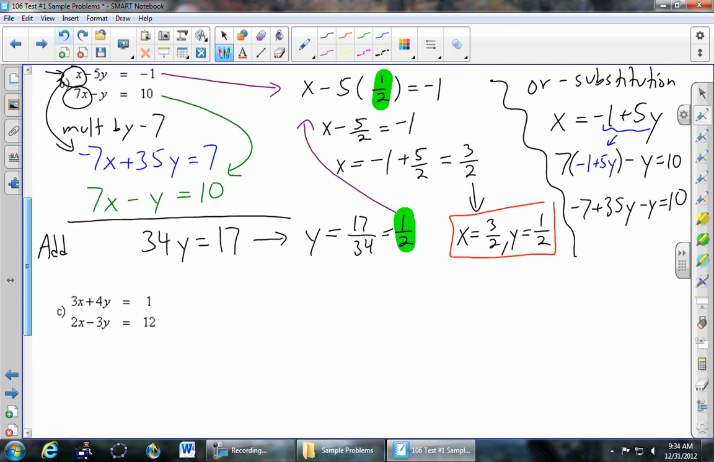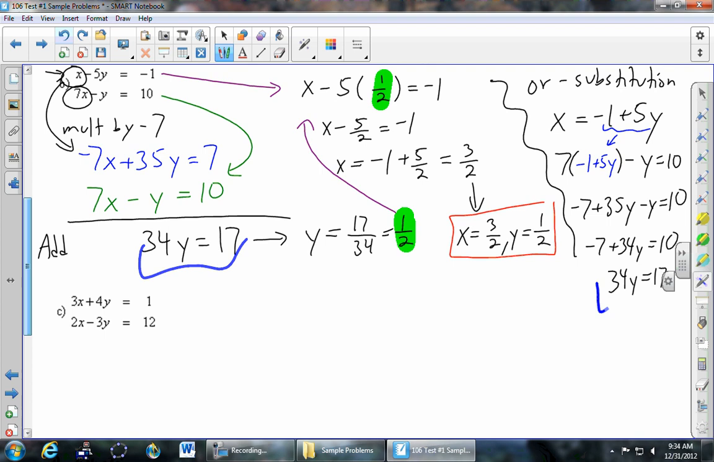And it's starting to look quite familiar to the way we did the first problem. I'll combine the y's here. -7 plus 34y is equal to 10. Add 7 to both sides. 34y is equal to 17. And that looks really familiar. In fact, that's exactly where we were at this stage of the problem. So we won't finish because finishing here is basically the same. Find y and then substitute in somewhere to find x.